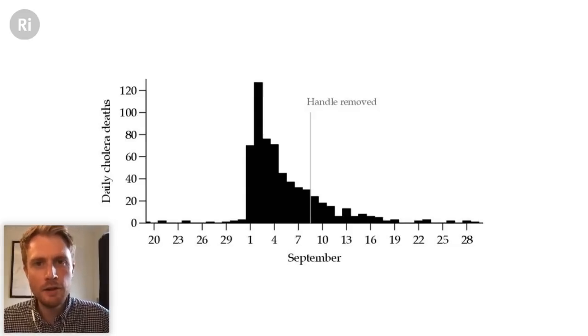And even though Snow persuaded the local board of governors to remove the handle, when they later reviewed the evidence, they decided they weren't that convinced. And actually the handle was later replaced on the pump. And again, it would be decades before this link was really understood in terms of what was causing cholera. And John Snow wouldn't actually live to see his findings and his conclusions really accepted by the medical community.